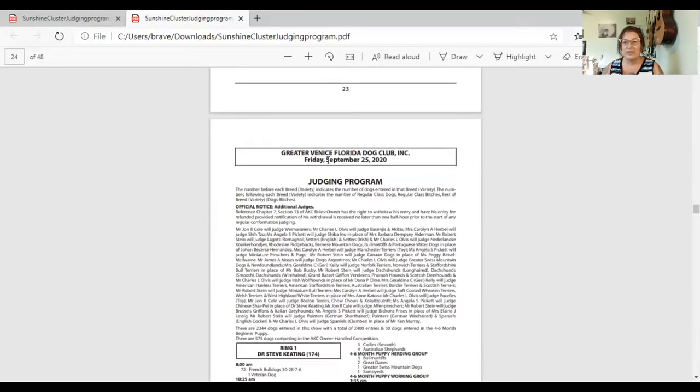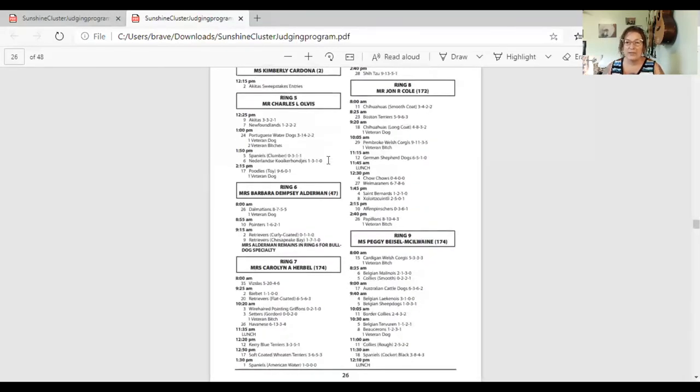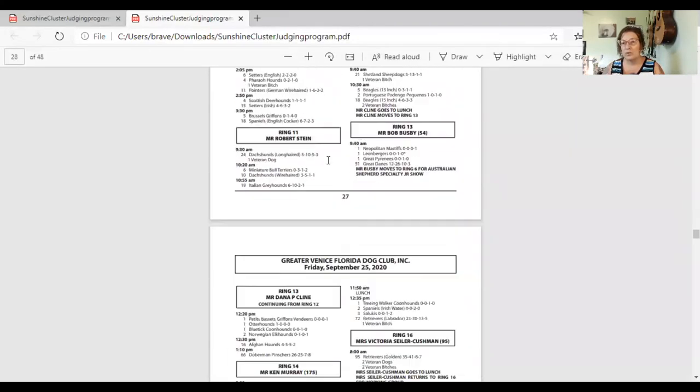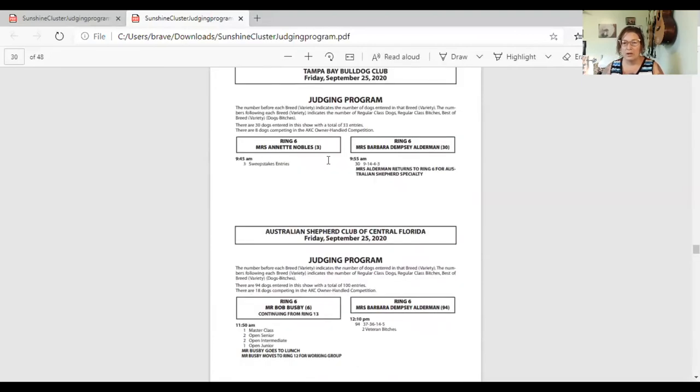Sometimes you'll have different areas where they talk about owner-handler, so you need to look at the time for that. You may need to look up when the group times are, but all of that can be found in here. I hope that helps you understand the judging program, what all that information means, and how to get through it.